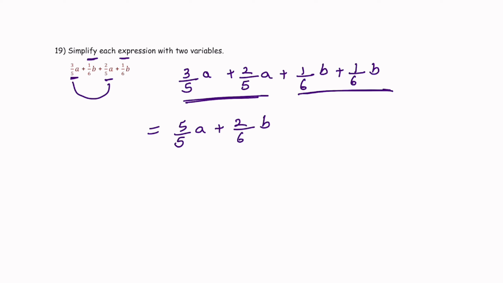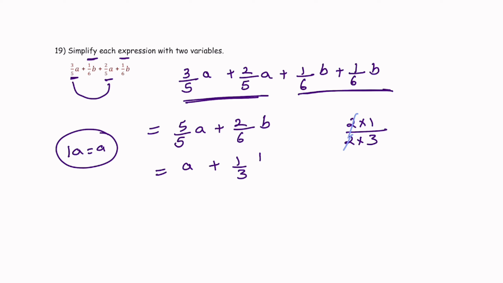We can further simplify this. 5 over 5 would be 1. So we write a because 1a equals a. They mean the same. Plus, even this can be simplified. That's 2 times 1 is 2, and 6 is 2 times 3. So 2 and 2 out. What are we left with? 1 over 3b.